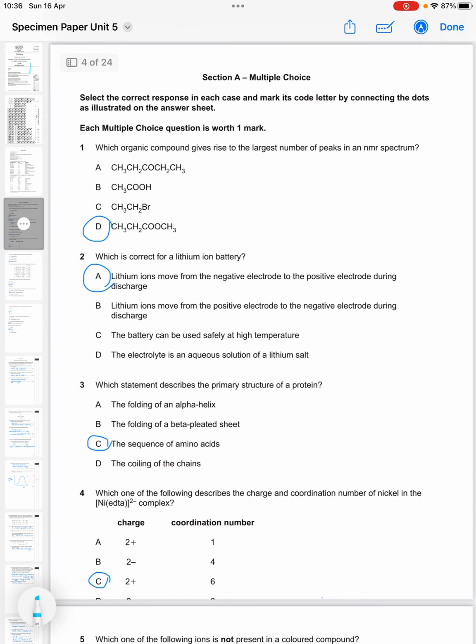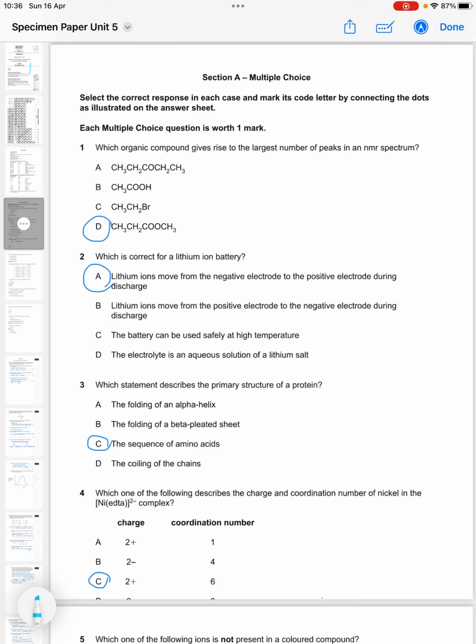So let's take a look at the multiple choice to begin with. Select the correct response in each case and mark its code letter by connecting the dots as illustrated on the answer sheet. Not sure you have to do that anymore, so ignore that. If you get a past paper like that, you just mark them now on the actual paper themselves. Each multiple choice question is worth 1 mark. Some of the legacy ones, you'll see they're worth 2 marks, so they tend to have a bit more work in them than these ones.